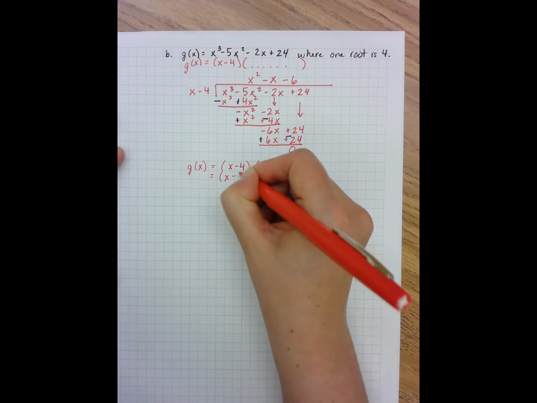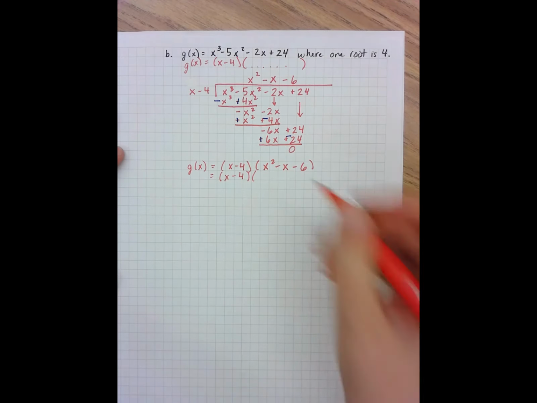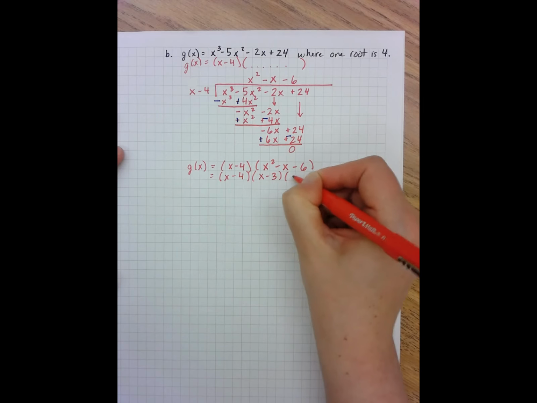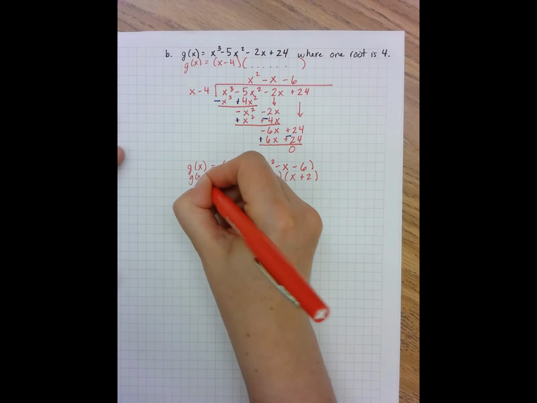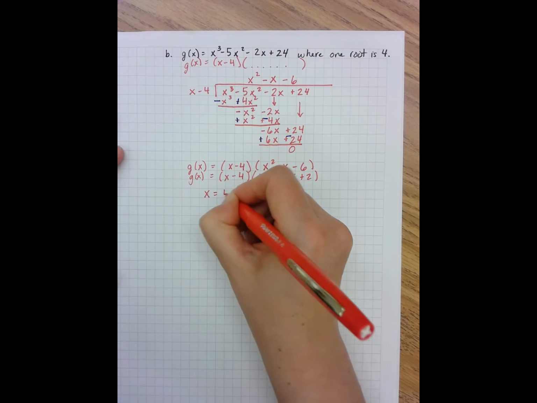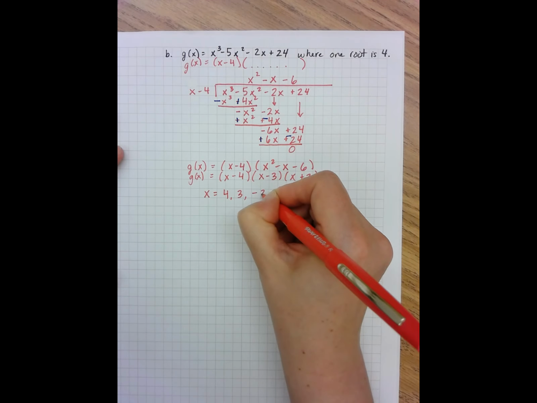So now I have x minus 4, and luckily for us, this factors. It's x minus 3, x plus 2, which now means I can say that my roots are 4, 3, and negative 2.